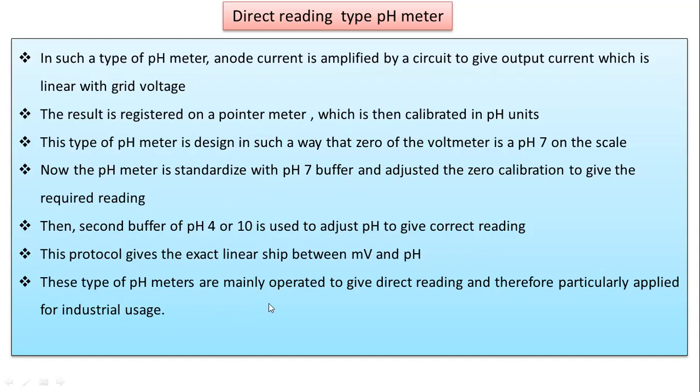This type of pH meter is mainly operated to give a direct reading. Therefore, it is particularly applied for industrial usage. So this is the direct measurement of the pH for a particular solution by calibrating the pH at different buffer solutions.